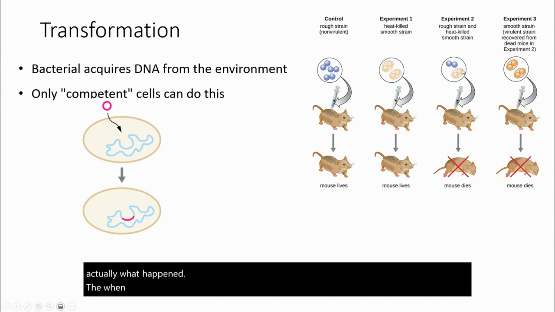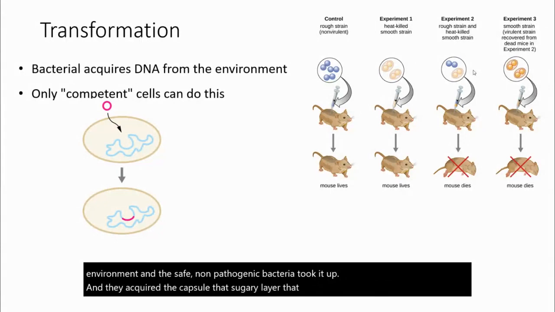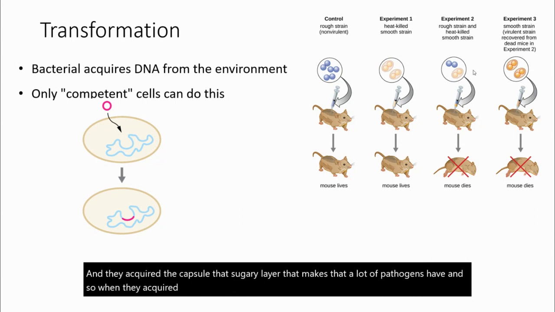When the pathogens were killed by heat, it allowed some of the DNA to get out into the environment. And the safe non-pathogenic bacteria took it up and they acquired the capsule, that sugary layer that a lot of pathogens have. And so when they acquired that capsule, they then became pathogenic themselves, and that's why the mouse died.